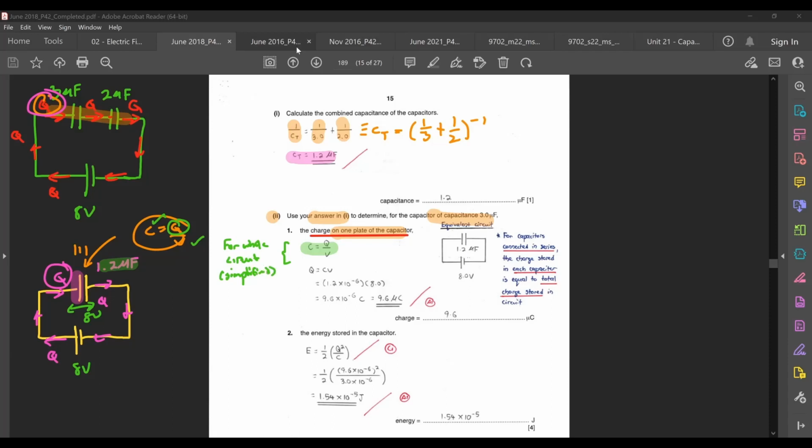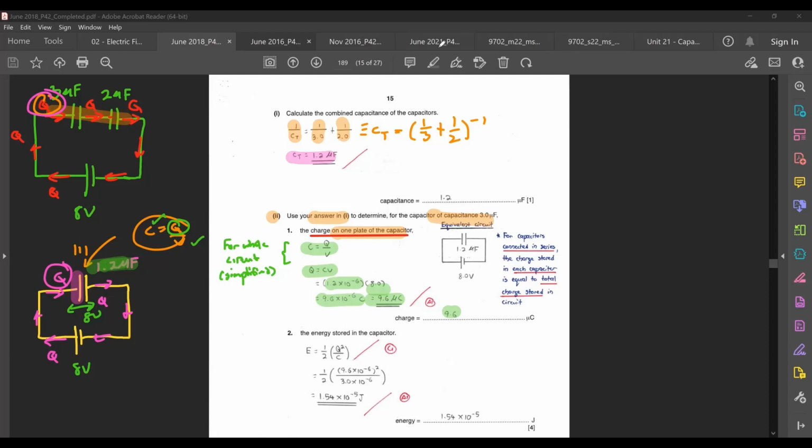Okay, so Q is CV here. Use the total capacitance, multiply with your total PD, you get your total charge as 9.6 times 10 power minus 6 coulomb. Change it to microcoulomb, you get 9.6 microcoulomb itself, just like that. Okay, so that is okay.